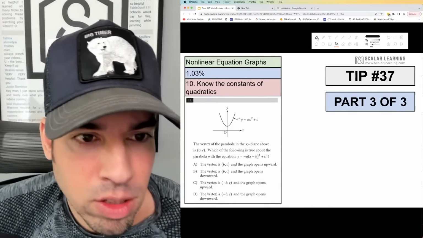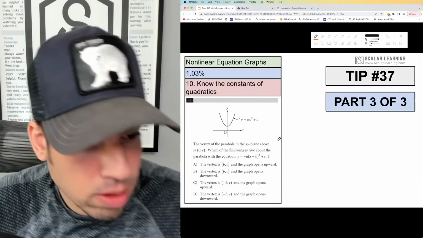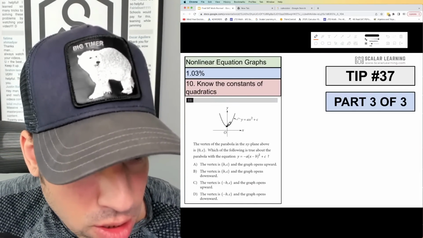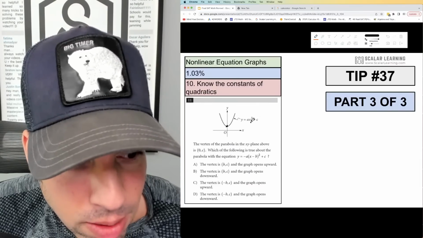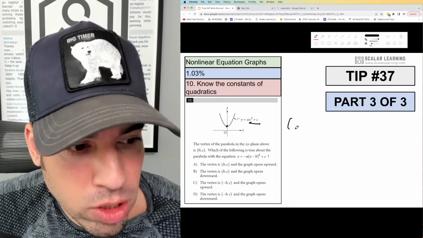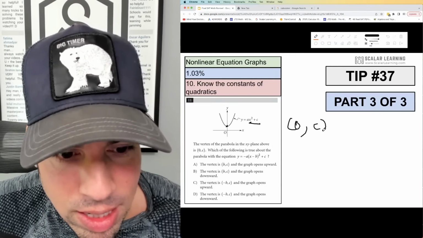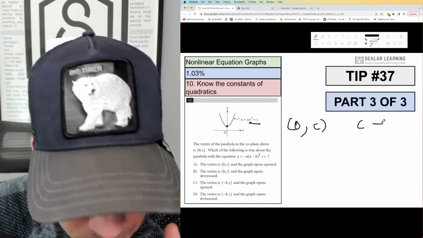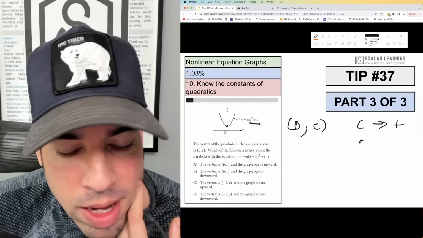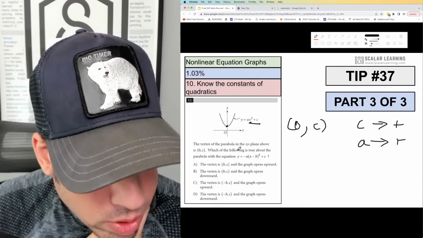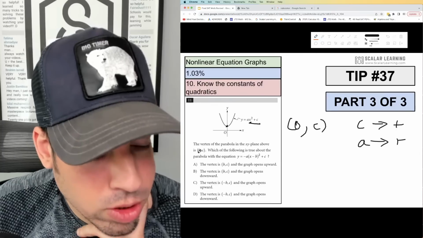Know the constants of quadratics. Okay, we have vertex form, and in this case, we see there's my vertex. It's in vertex form, meaning the vertex of the original is 0, comma c. C is obviously some positive value. I don't know what it is. A is also positive because the function is going up. Okay, great. And it tells us the vertex is at 0c.